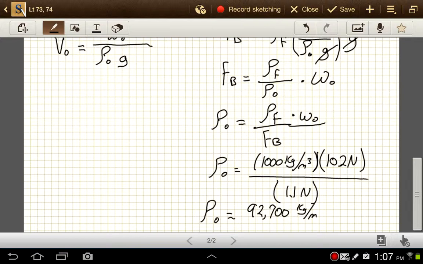kilograms per cubic meter. So then we would just compare that to the established value of the density for gold, which is 19,300 kilograms per cubic meter, and we can see that this number is definitely pretty far off from that value. So we've got a gold crown that isn't really gold.